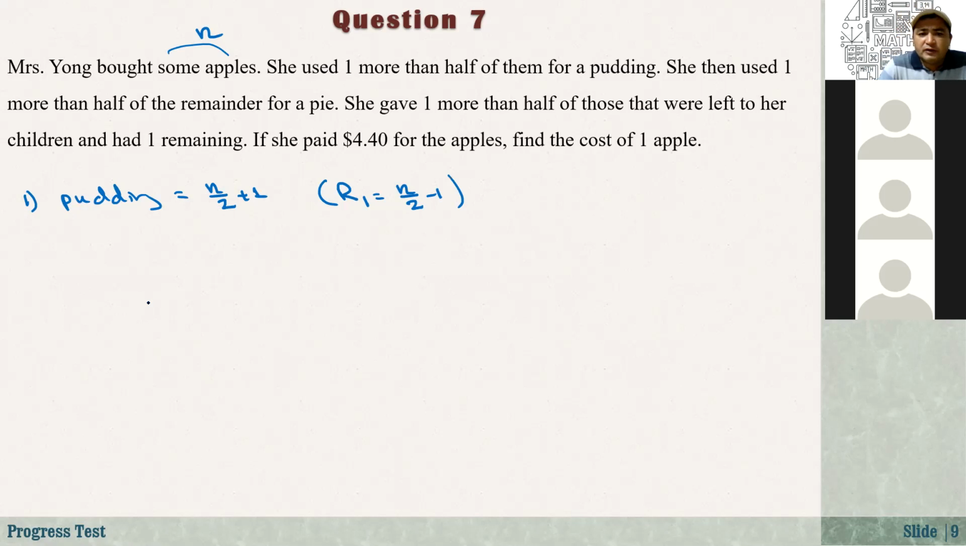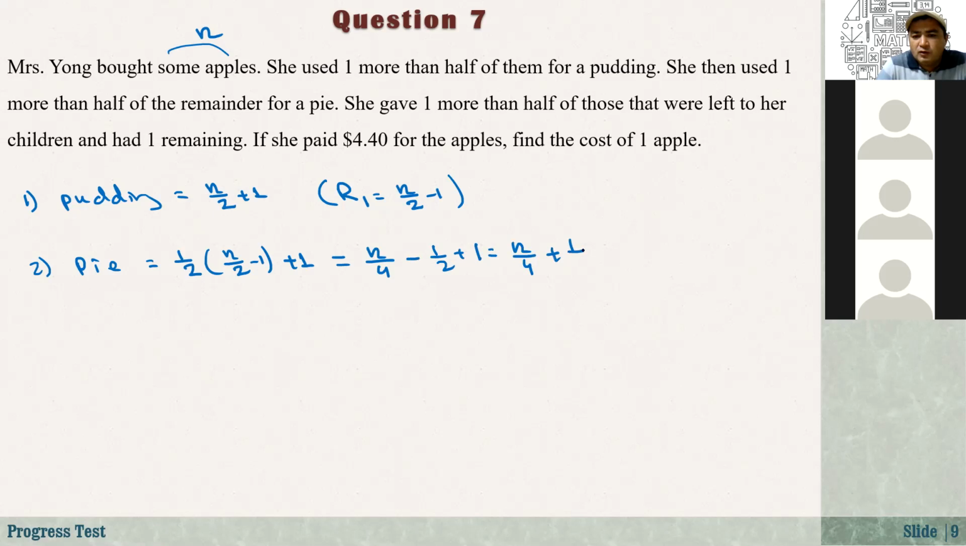Okay, so we continue. She then used one more than half of the remainder for a pie. So the second one is she also used some for pie. How much? It is half of the remainder, that is 1 over 2 times the remainder n over 2 minus 1, and one more, that is plus 1, which is equal to n over 4 minus 1 over 2 plus 1. That's equal to n over 4 plus 1 over 2. So she has used this many apples for pie.